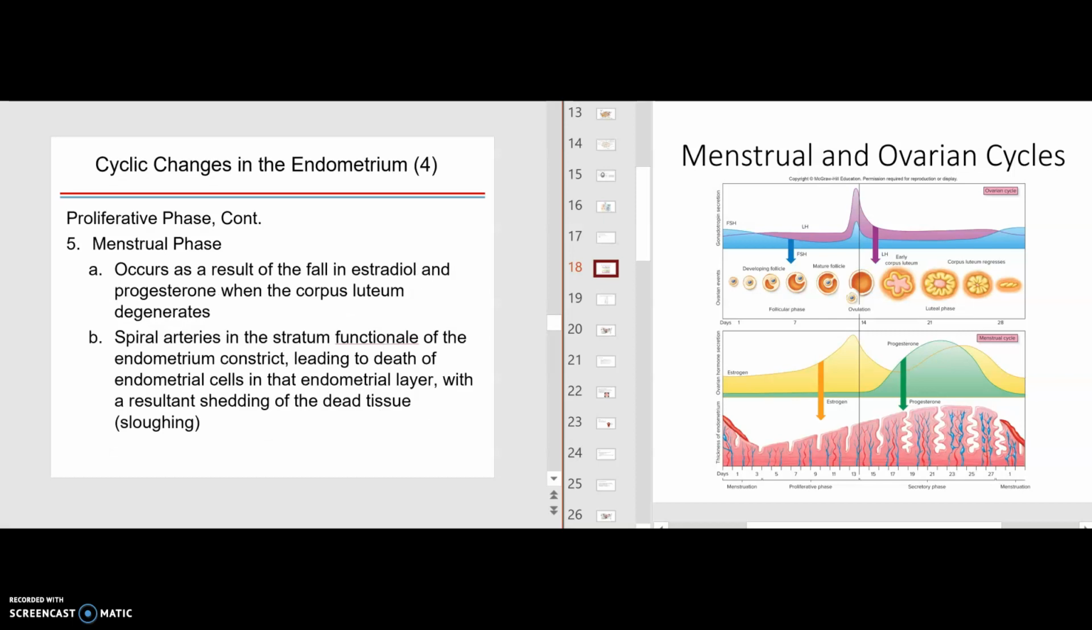Then comes the menstrual phase. If no pregnancy occurs, it's as a result of the fall of both the estrogen and the progesterone when the corpus luteum disintegrates. Because remember, that was the thing producing the estrogen and progesterone. When that goes away, decreases, there's no stimulus, so the stratum functionalis ceases to exist and is bled out. So the spiral arteries in the stratum functionale of the endometrium constrict, leading to death of the endometrial cells in the endometrial layer with shedding, sloughing, and that's menstruation.